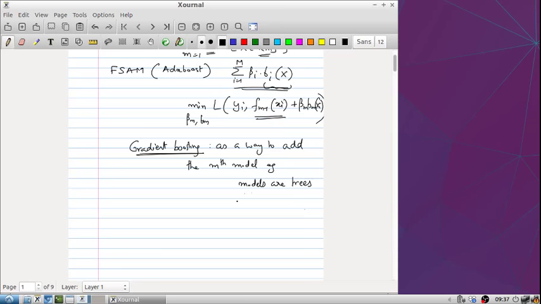So let me just recap gradient boosting. Has anybody gone back home, looked at gradient boosting and got confused? No. Okay.